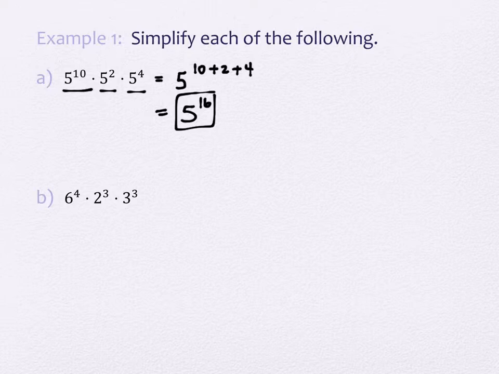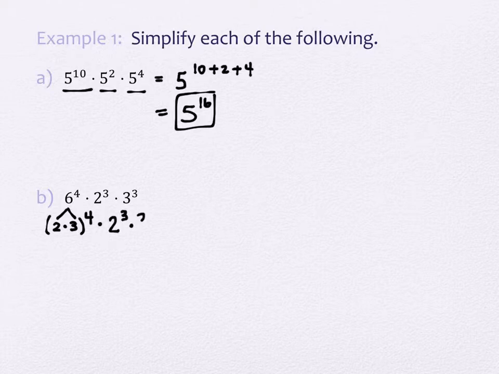I have 6, I have 2, I have 3. 3 times 2 is 6. Yeah, 3 times 2 is 6. So there's a couple of things I could do. Let me show you one of them, and then I'll show you the other one. You can decide which one makes more sense to you. Okay? The one that I see most easily when I look at this is taking the 6 and breaking it down into 2 times 3. So this is basically 2 times 3 to the power 4 times 2 to the power 3 times 3 to the power 3.